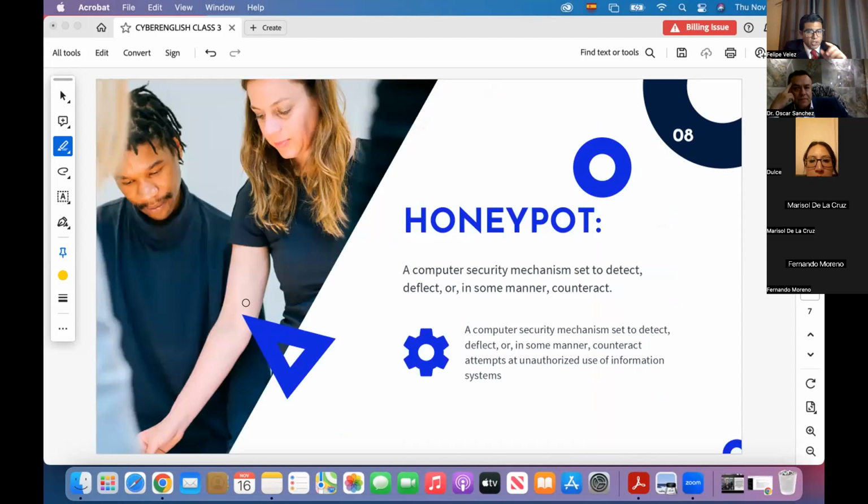Again, continue. Yourself, Dulce. Honeypot, a computer security mechanism set to detect, deflect, or in some manner counteract attempts at unauthorized use of an information system.